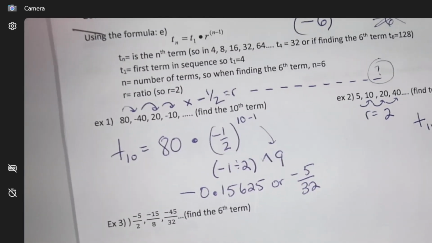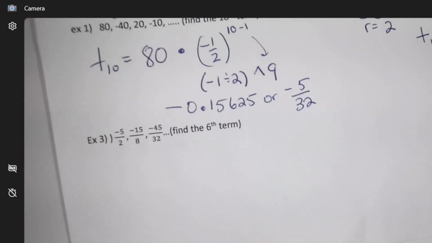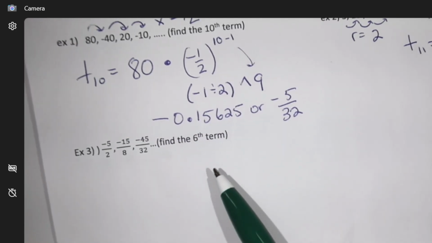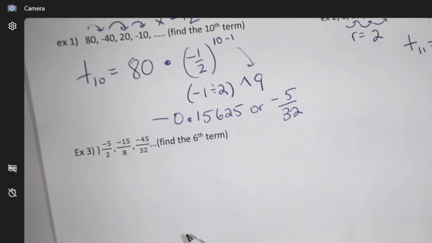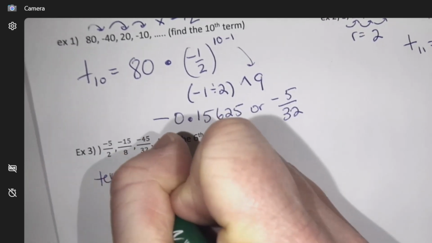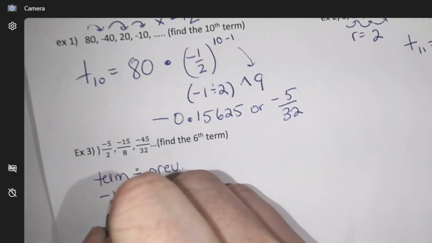Okay, number 3. Would you agree maybe that you don't see your R? I don't see it. So what do you do to get your R? What do you do to get your multiplier if you don't see it? You take any term and divide. So you pick, doesn't matter, they're all the same between each other, right? I'm going to go negative 15 over 8.